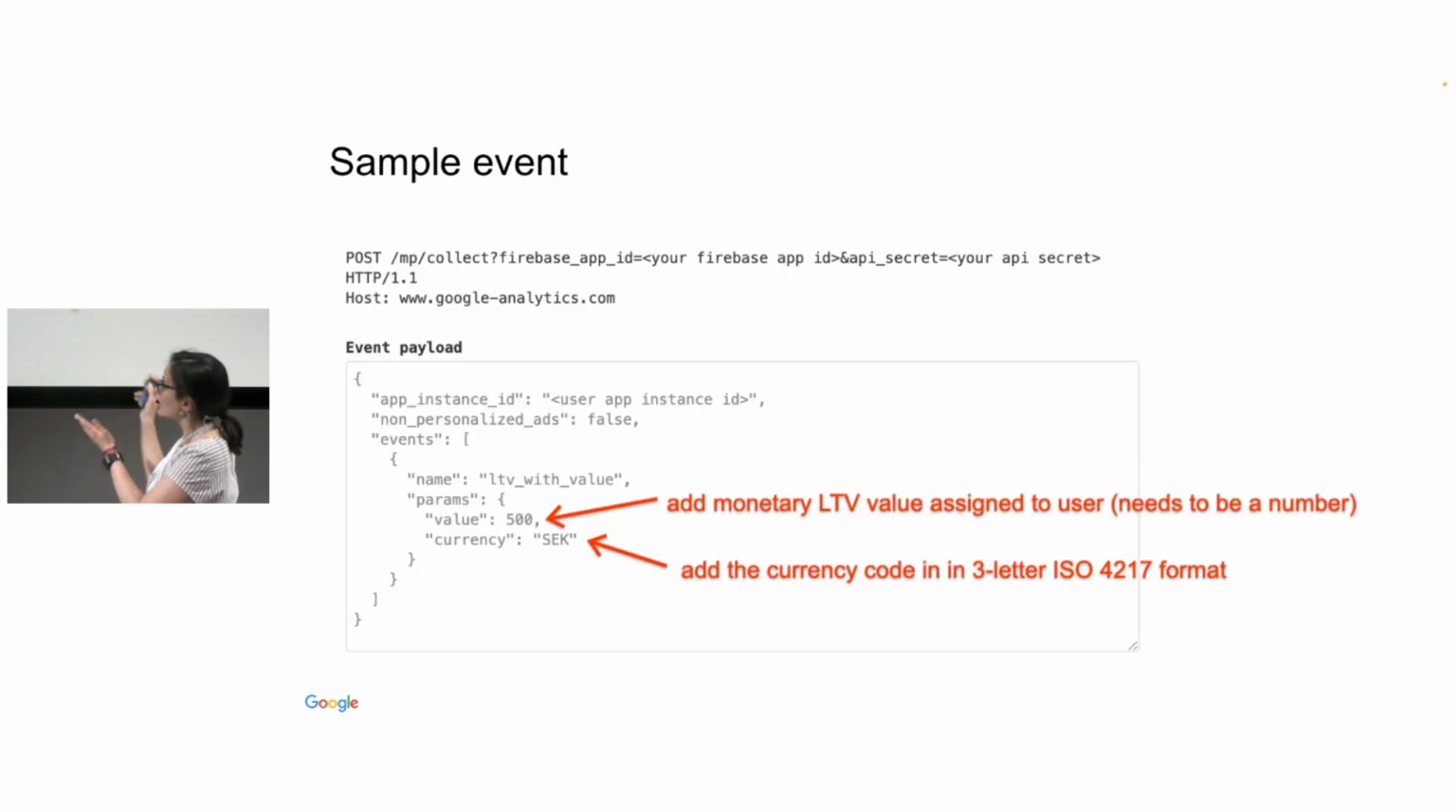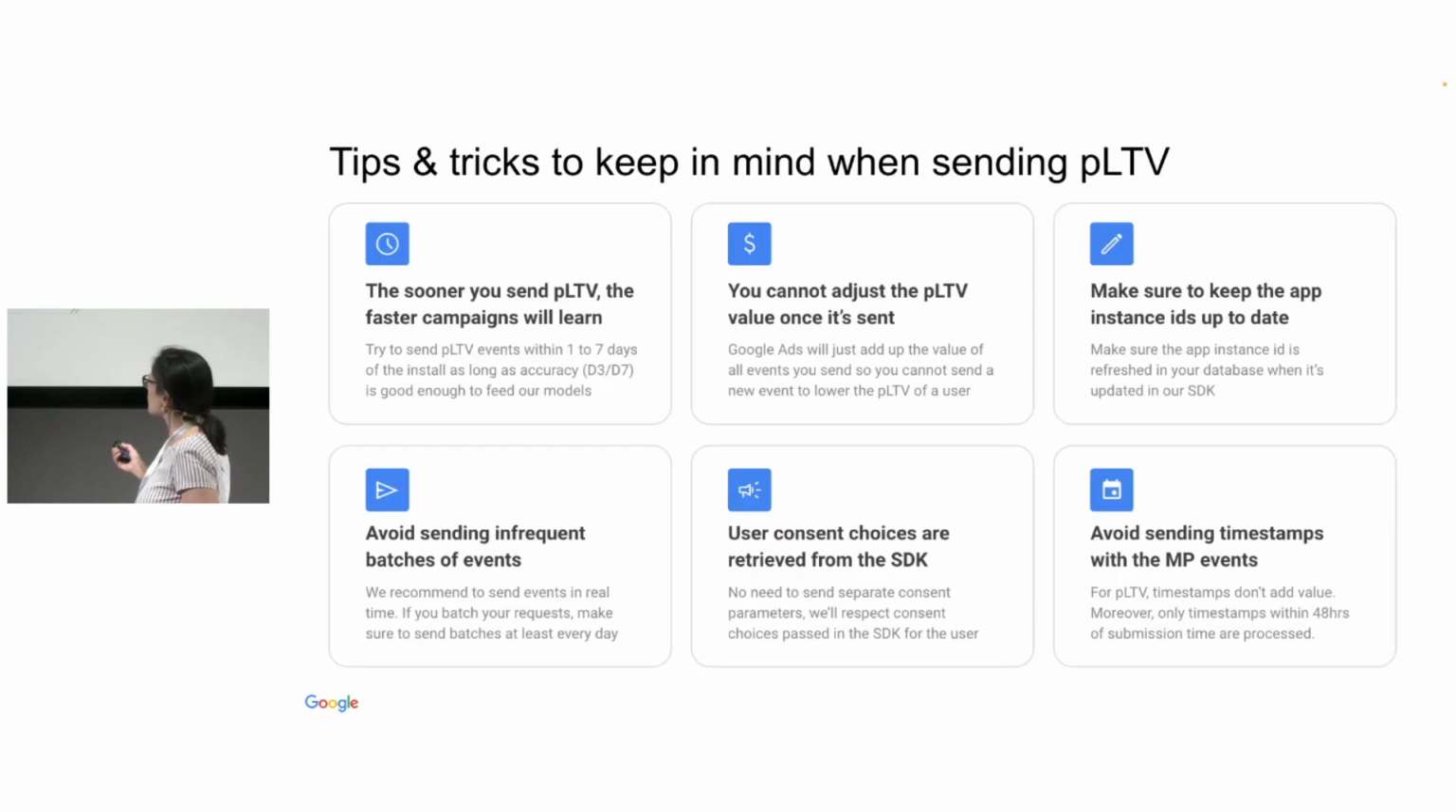A sample event, this is how it looks: a POST with the Firebase App ID and API secret, and then in the JSON body you can see the parameters. The value and currency, again, for tROAS would be crucial. Value as a number, and currency in the 3-letter format.